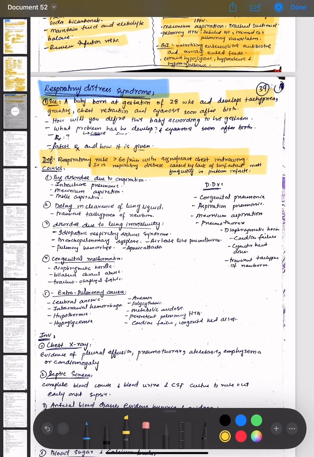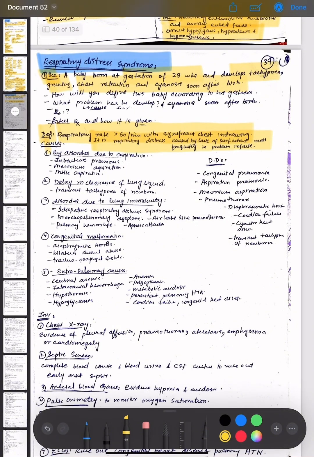Now, what are the causes of respiratory distress syndrome? These are lung disorders due to aspiration, that is pneumonia, meconium aspiration, and milk aspiration. Then delay in the clearance of lung liquid, which is transient tachypnea of the newborn. Then disorders due to lung immaturity, that is idiopathic respiratory distress syndrome, bronchopulmonary dysplasia, pulmonary hemorrhage, apneic attacks, and air leaks like pneumothorax. Then the congenital malformations, that is diaphragmatic hernia, bilateral choanal atresia, and tracheoesophageal fistula.